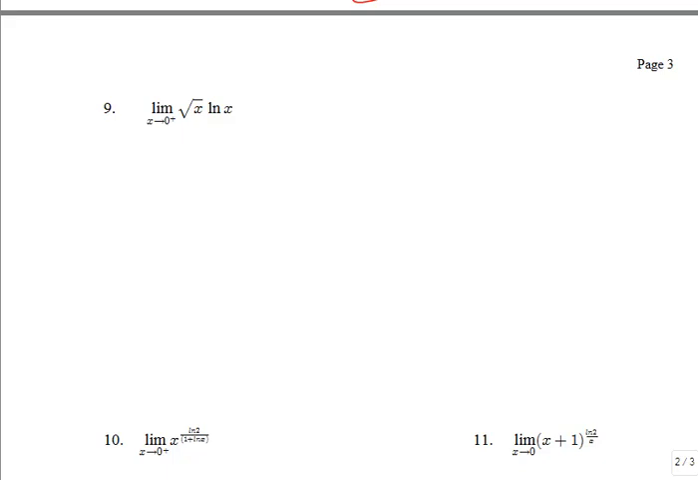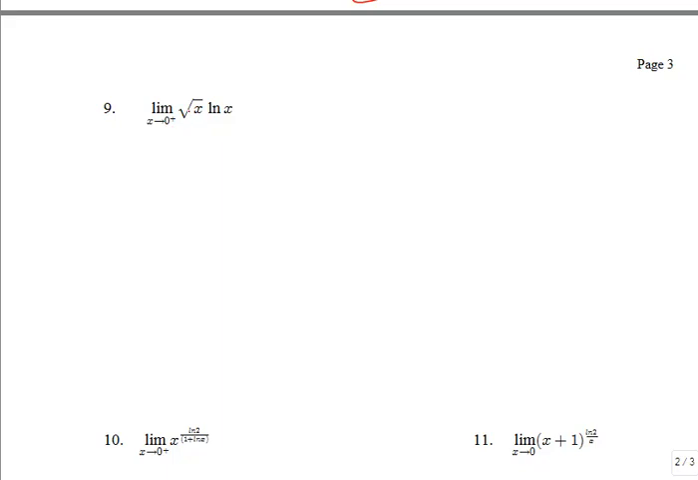We have the limit as x goes to 0 through the positives of square root of x ln of x. So the reason why we need to go through the positives is because we wouldn't want to plug in any negative x's for the square root or for the ln. So that's why that little plus sign is there.